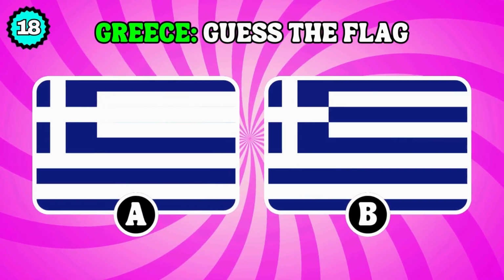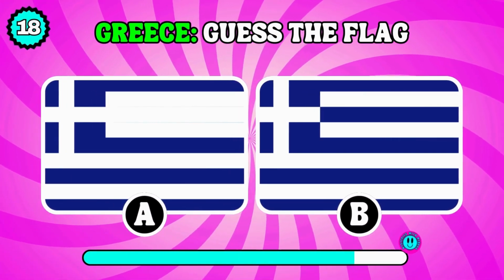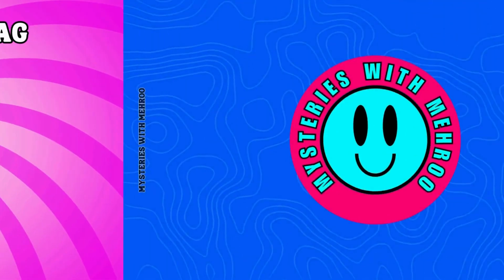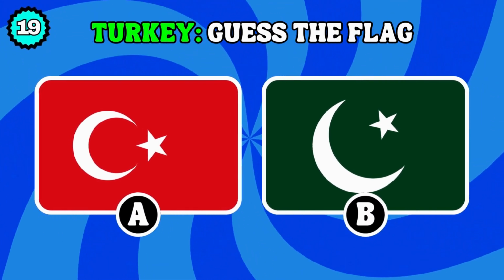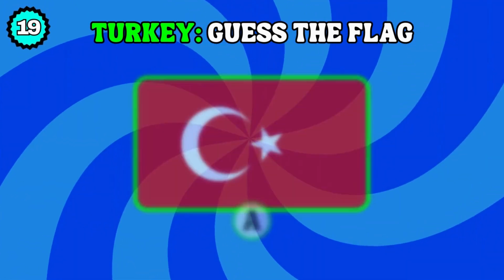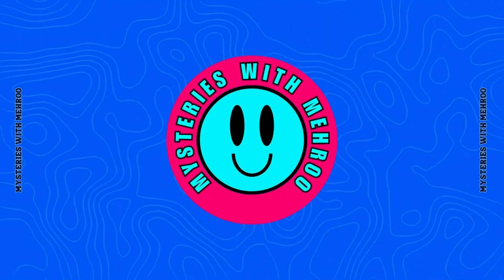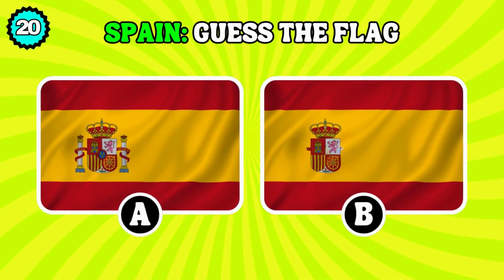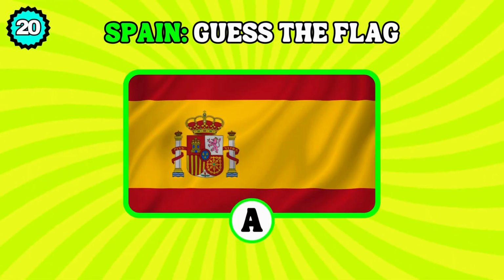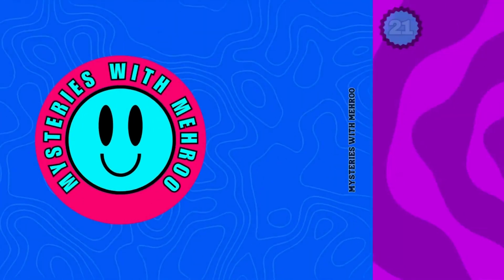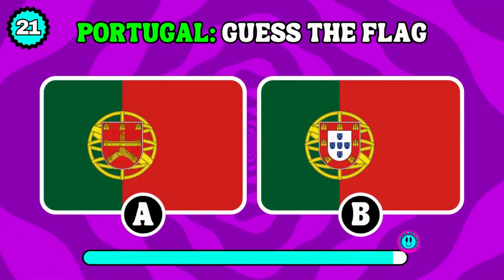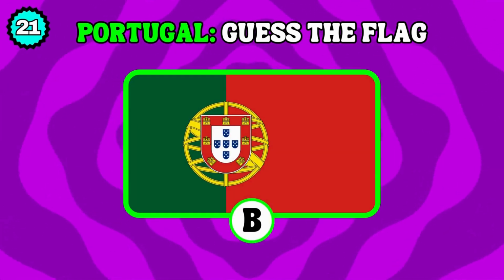Greece, which one is correct? Option P. Turkey, which one is correct? Option A. Has the correct flag of Spain. Option A. Portugal, which one is correct? Option P.